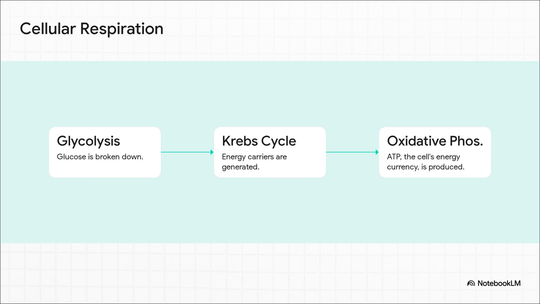And then, of course, comes cellular respiration. That's like making an energy withdrawal. The cell breaks down glucose in a series of steps to produce ATP. You should think of ATP as the cell's rechargeable battery. It's the universal power source for absolutely everything the cell needs to do.